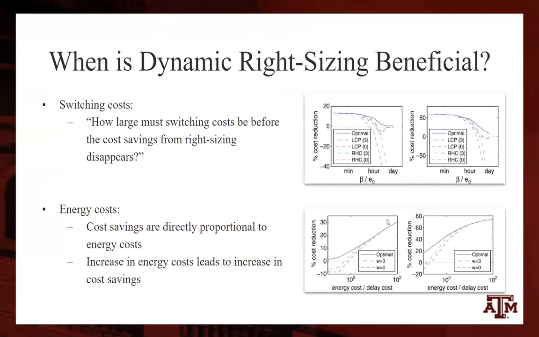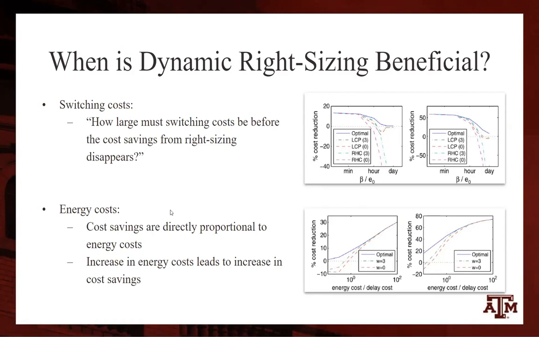So now we come to the results. This paper analyzes a few parameters, and I'll only be discussing a few of them because of time constraints. So in these 2 sets of graphs, the graphs on the left are for the Hotmail trace, and the graphs on the right are for the MSR trace. So in this slide, we discuss switching costs and energy costs.